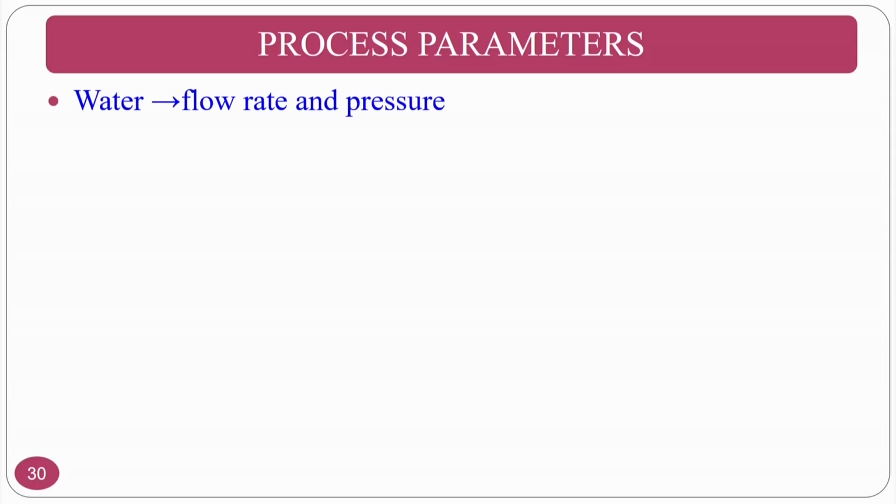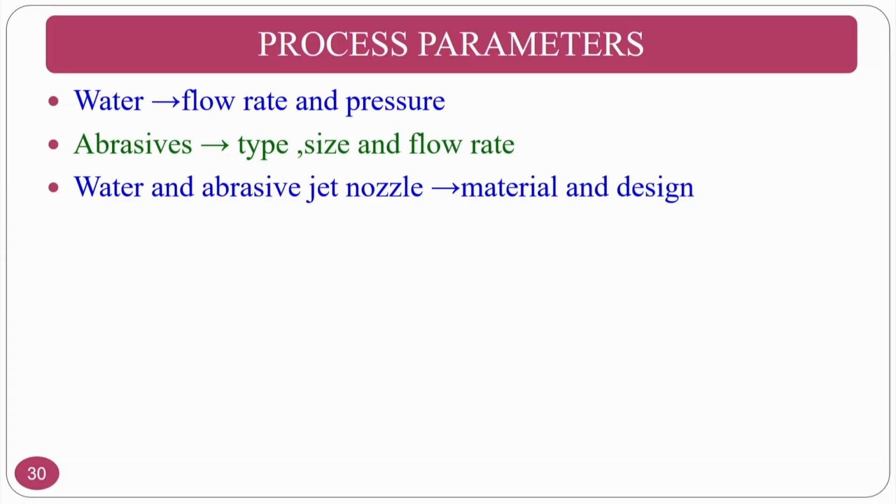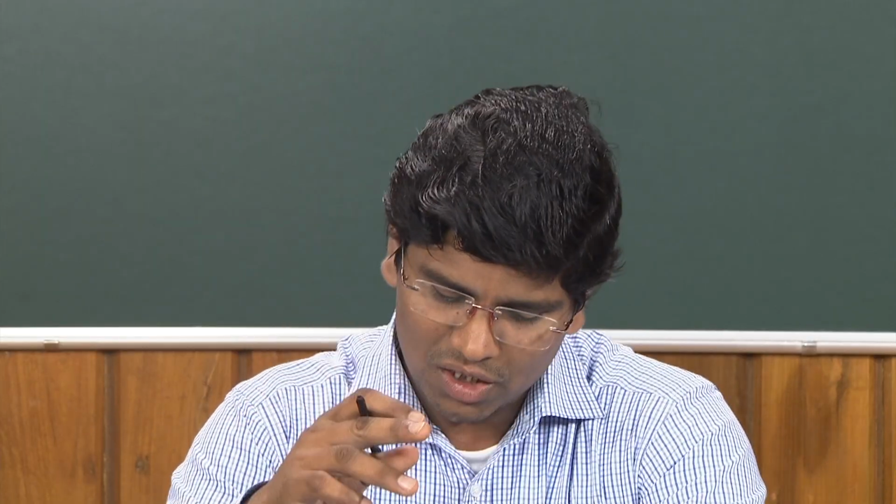Process parameters: water flow rate and pressure, what we have seen, abrasives type, size and flow rate. These are the parameters from the fishbone diagram, all the parameters which we can take. So, some of the parameters are important. Sometimes you do the design of experiments and you come up with the percentage contribution of input parameters. From a set of fishbone diagram input parameters, what you have to do is see the percentage contribution of each input parameter, and those which play a major role are to be considered.